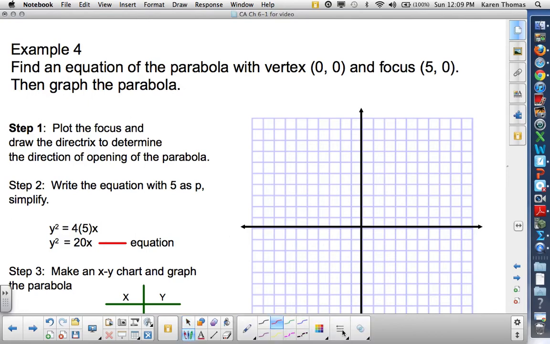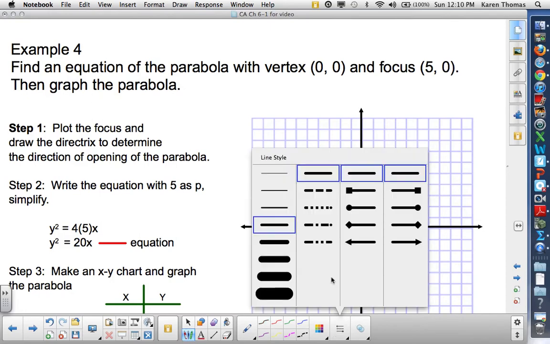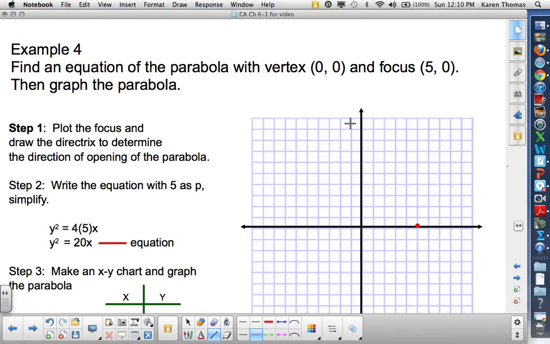So let's graph. My focus is at (5, 0). 1, 2, 3, 4, 5, 0. So my directrix is going to be on the opposite side of the y-axis, at x equals negative 5. 1, 2, 3, 4, 5. And there's my directrix.